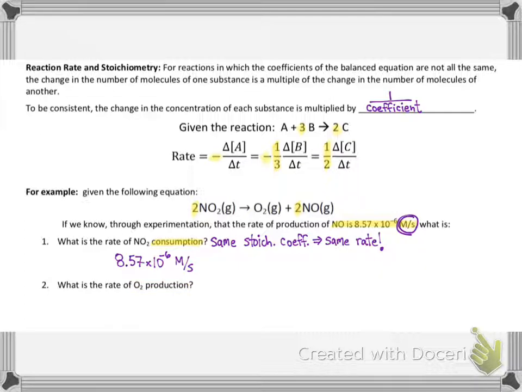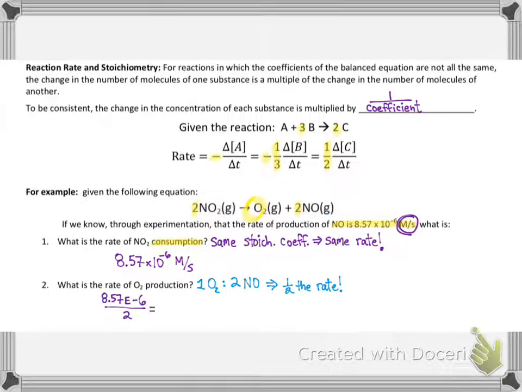Well, if you were looking at the stoichiometric coefficients here, you would notice it is a 1-to-2 ratio, right? Because basically, oxygen doesn't have a coefficient, which means it's implied to be 1, but NO has a coefficient of 2. Which means for all the NO being produced, half of that amount of O2 will be produced. So basically, this is half the rate. So we just need to take the given rate and divide it in half.